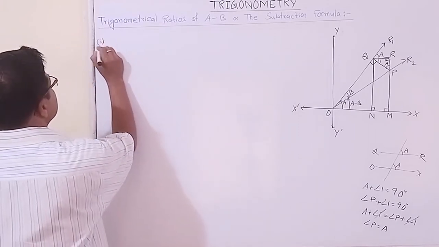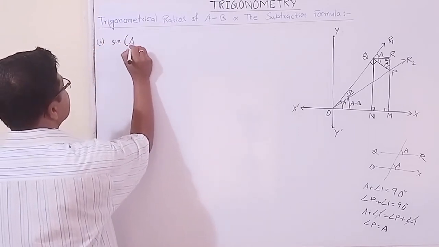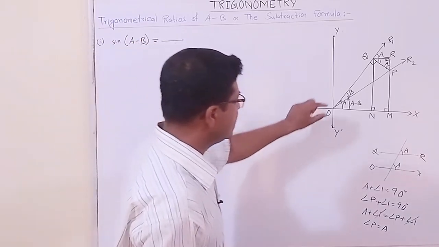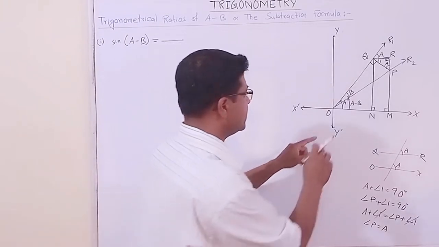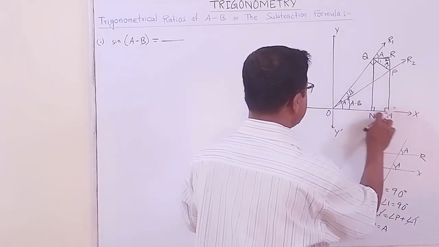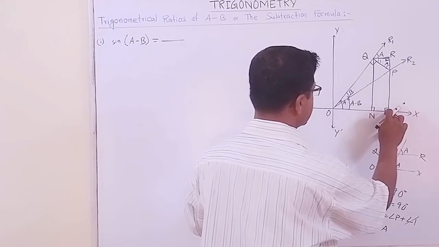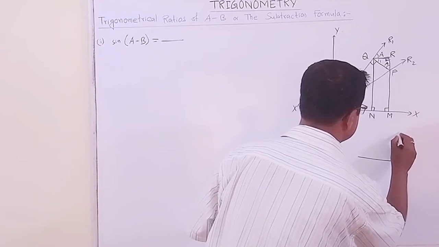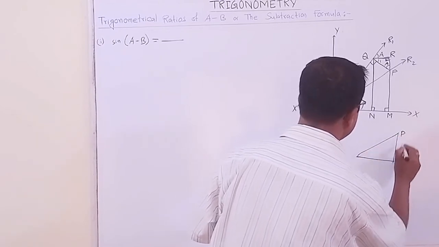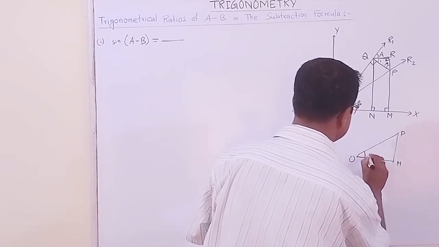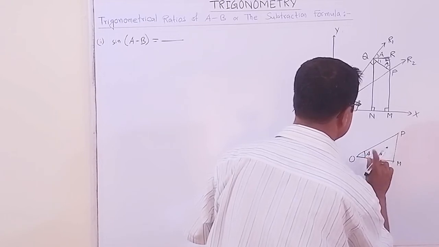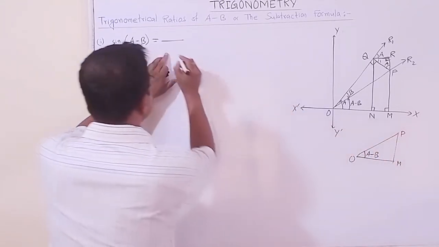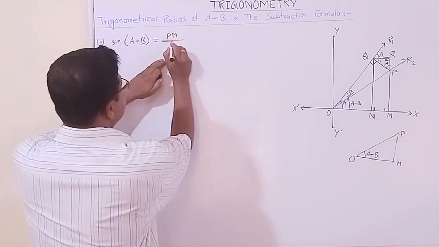At first, we are going to find what is sine of A minus B. Sine means in this triangle, in which triangle do we get sine A minus B? In triangle PMO or POM. Okay, let me wrap this. Here you can see that this is PMO and this angle is A minus B. So what is sine of A minus B? Perpendicular by hypotenuse, PM by OP.